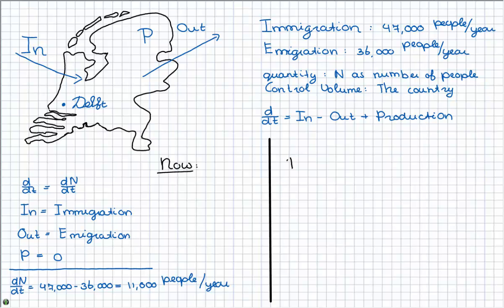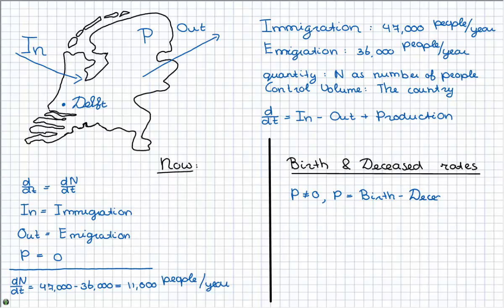In the second part of this question, we were also adding the birth and deceased rates. And since this is happening inside of the borders of the country, we can call this production. So the production is not 0, but production is birth minus deceased. So the production then is, in terms of numbers, 27,000 people per year minus 2,231 people per year makes minus 4,000 people per year. So more people are dying than being born, actually. So this gives a negative production term.